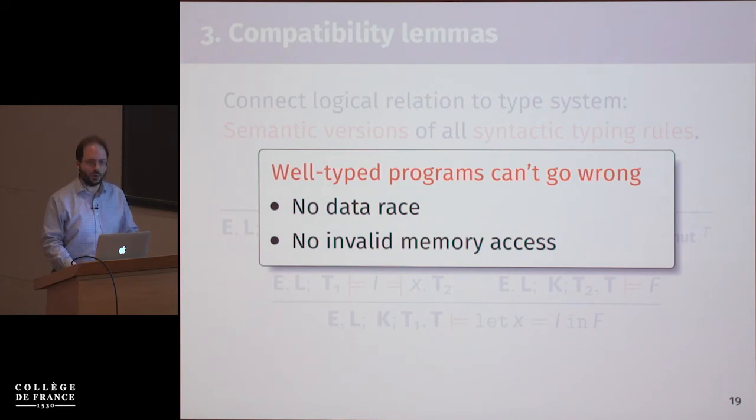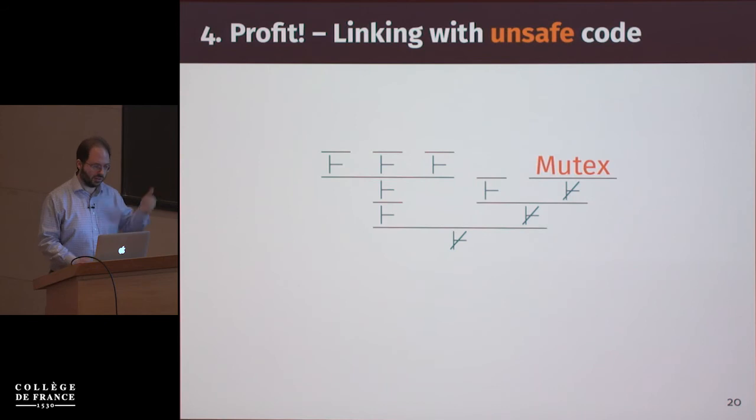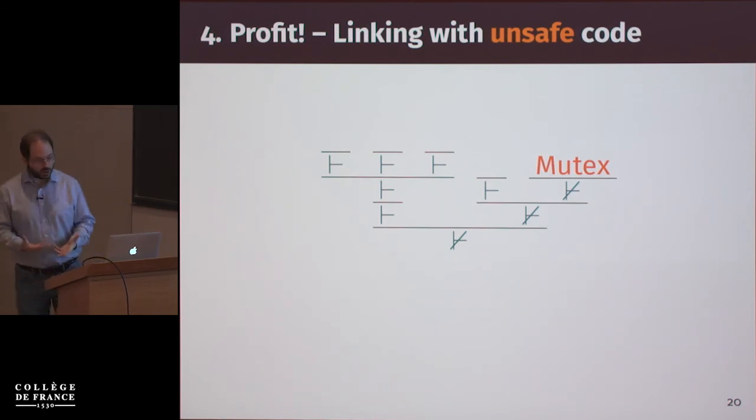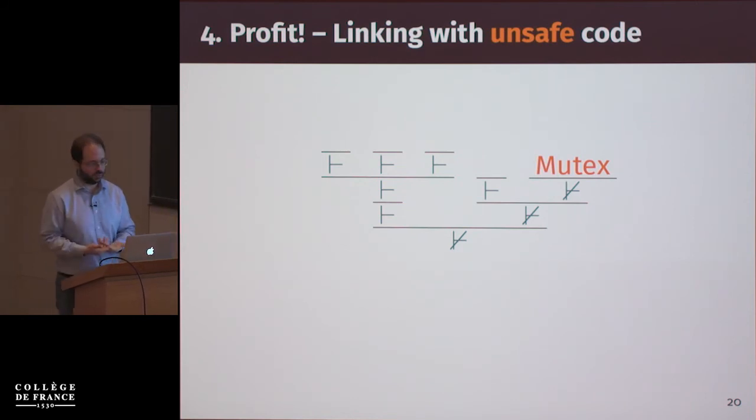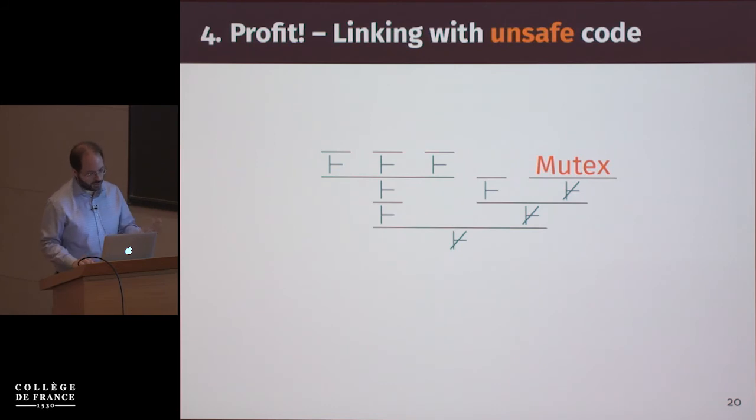But that's a good thing to know. The main point of using the semantic model is we can go further. We can profit in the sense that we have a framework for talking about linking syntactically well-typed code, code that's in a safe fragment of Rust, with code that's not, with unsafe code. So here's a sort of pictorial version of that.